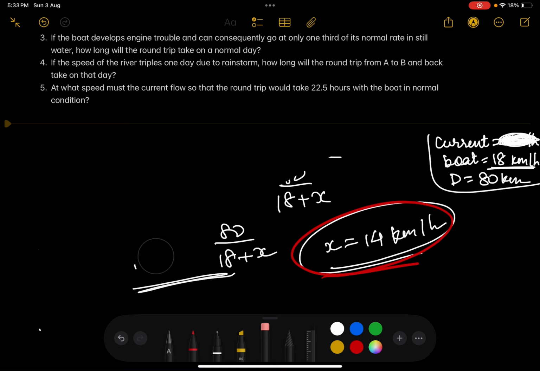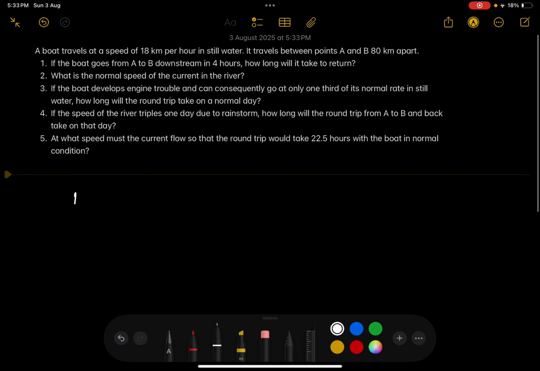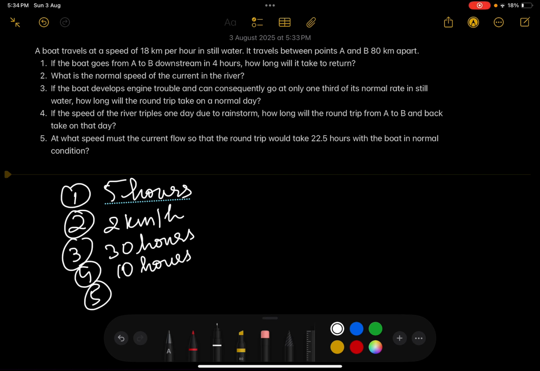In case you have not made a note yet, I'll give you the answers for all the questions. For the first one, it was 5 hours. The second one, it was 2 km per hour. The third one was 30 hours. The fourth one was 10 hours. And the fifth one was 14 km per hour.